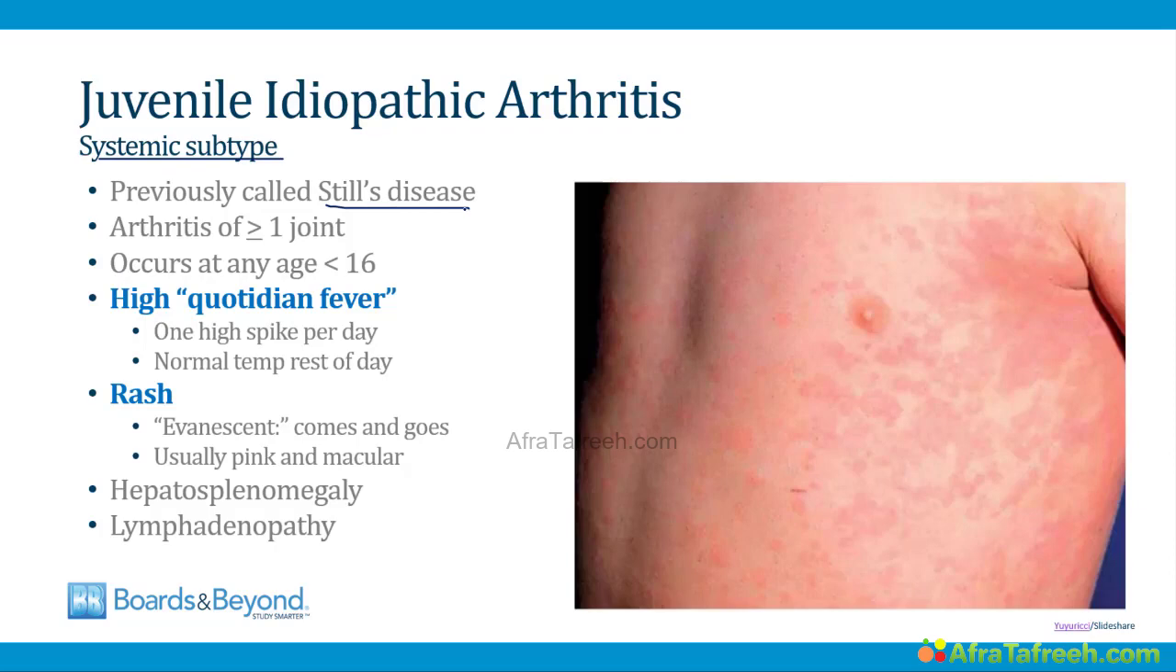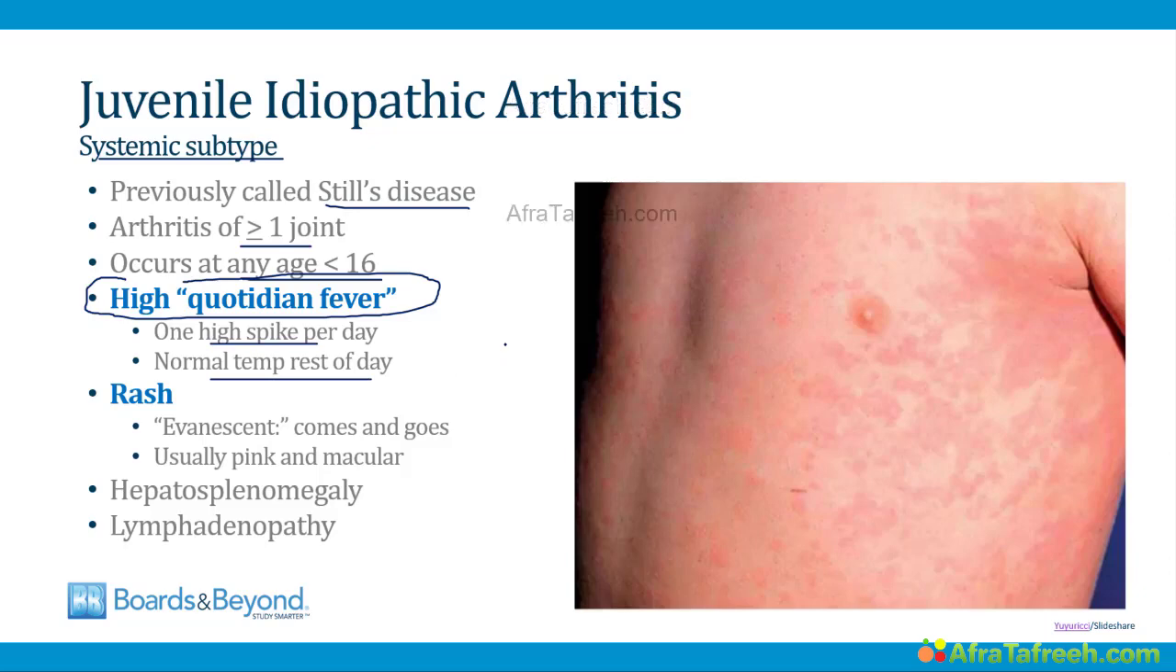Children with this subtype of juvenile idiopathic arthritis have arthritis of at least one joint, and the onset for this subtype can be at any age before 16 years. The classic feature of this subtype, and the one you want to always remember for your board exams, is a high quotidian fever. Quotidian means daily, so children who have this subtype of idiopathic arthritis have one high temperature spike per day, but then their temperature is normal the rest of the day. So in a board question, they're always going to describe a child who has a very high fever, but then it goes away during the course of the day.